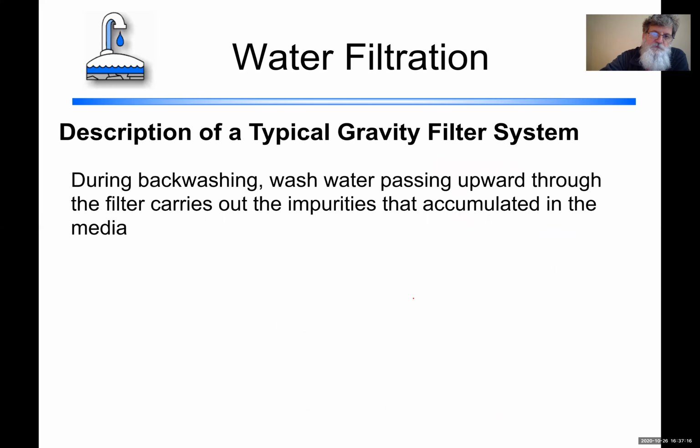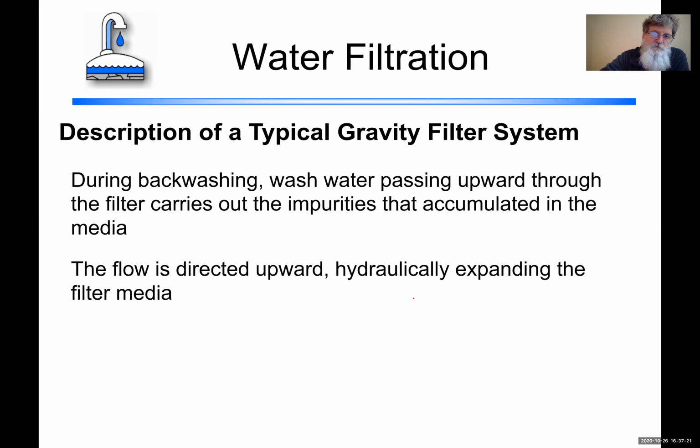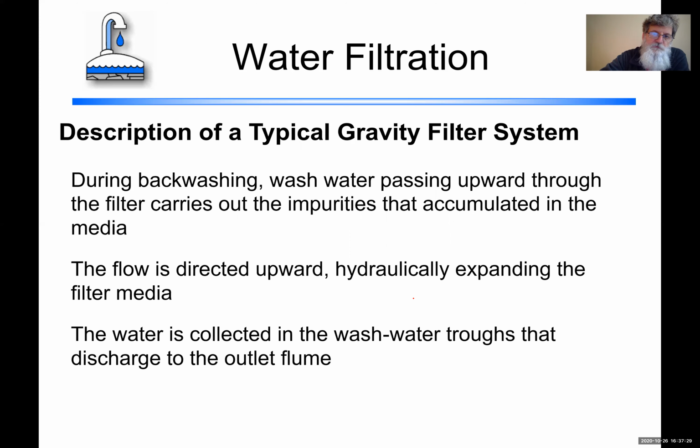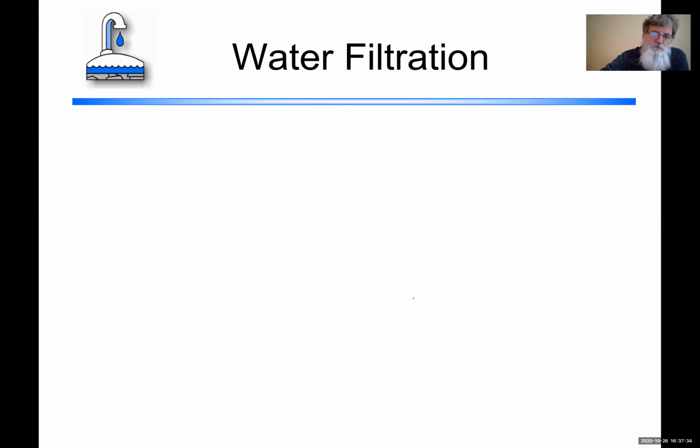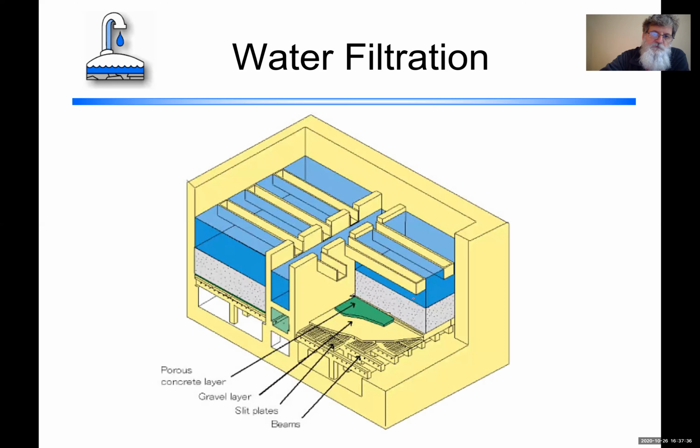So during backwash, we know that the wash water passes up through the filter and washes out all the impurities. And as you wash it up, that expands the bed hydraulically. And then the water is collected in these troughs, and then it can be discharged out to be treated. Again, here's another example. What you can see here is the water now is maybe expanded. It's coming up. It could flow into the troughs and then be collected and taken out. And again, you can see a little bit too of different kinds of designs for the underdrain system that supports the media bed.